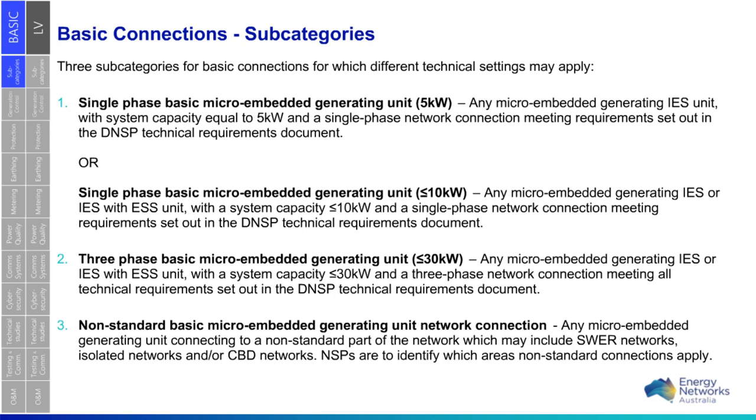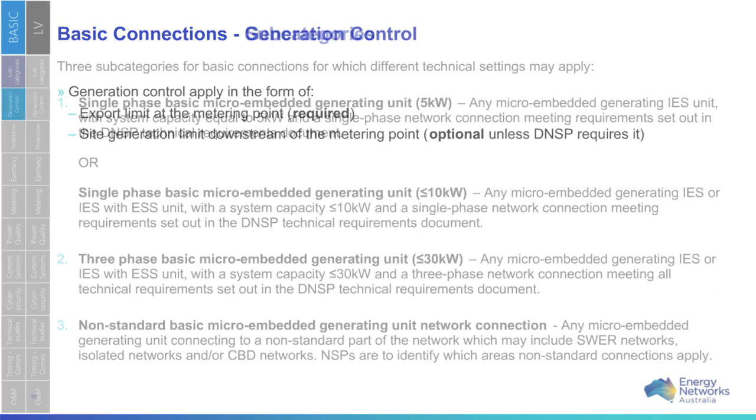Lastly, we have a non-standard subcategory, and that's really trying to capture connections that don't fit into single phase and 3-phase connections. They would capture things like WIR networks, isolated networks, and CBDs. Through the guideline, we would have the DNSPs define where those areas are that non-standard connections would apply.